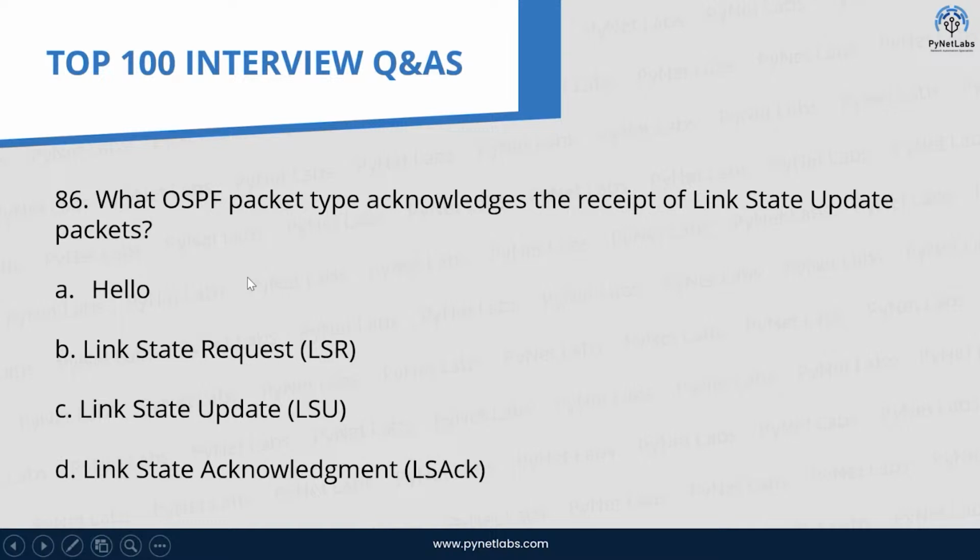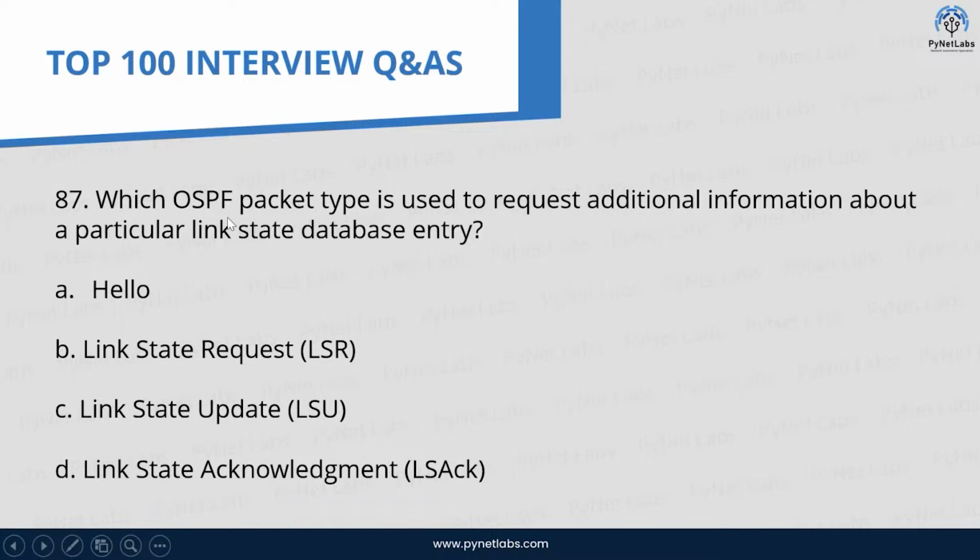After this, question 87: which OSPF packet type is used to request additional information about a particular link state database entry? In this case, it's a bit different. It's saying which packet is used to request additional information. It's not about recent information, but additional information about a particular database entry. Here we have hello, link state request, update, and LSA. LSA and LSU are not there. Hello is not there. So the correct answer for this is B, link state request.